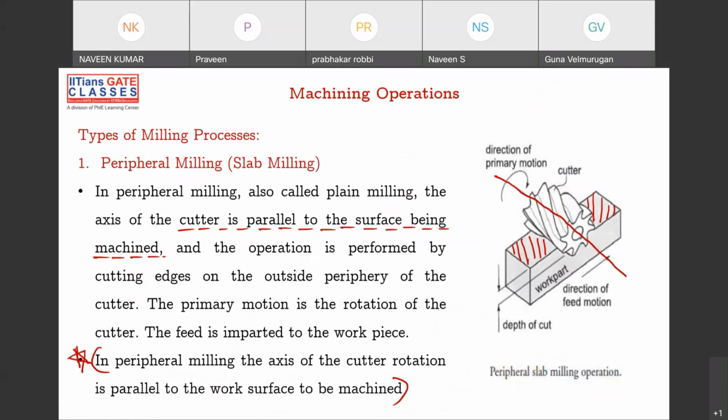Slab milling, face milling, can anyone tell any other millings? Because I just wanted to wake you up. I'm keeping on speaking. I want you to speak. Slab milling, face milling, any other milling that you have heard of, guys?